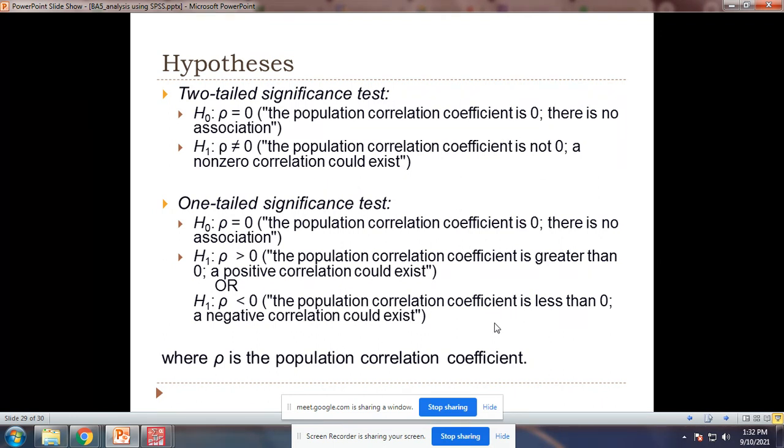Since I do not have a picture right now, I'll do one thing. I'll just tell you the hypothesis, and when I give you a problem to solve, I'll try to get a picture and then try to explain what is two-tailed and one-tailed. For now, please assume that two-tailed is when you draw a normal bell-shaped curve.